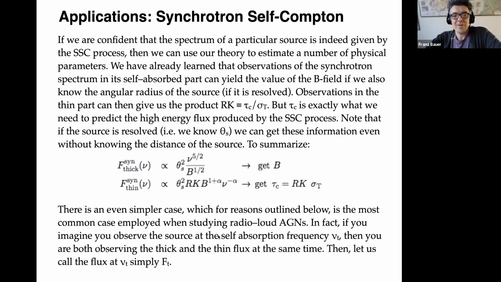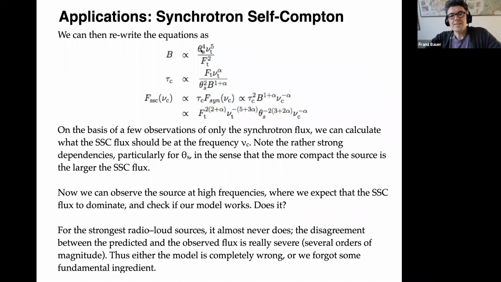So we have some source, we see the self-absorption frequency, we can measure it here. And that gives us the optically thin and optically thick regimes. And we can figure out the flux at this point by simply measuring it, right? So we know some flux F_T at this frequency. So we can rewrite these equations: the magnetic field goes as this turnover frequency, the turnover flux, and this thing, the size. So if we measure the size, we get the magnetic field. Once we have the magnetic field and the size and the frequency and this flux, we can get tau.